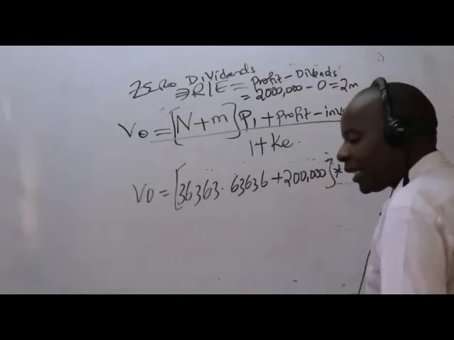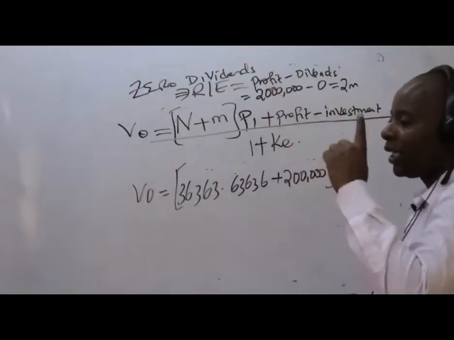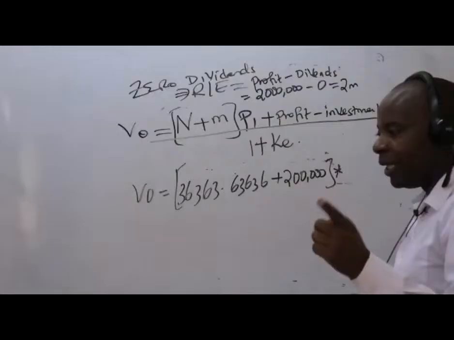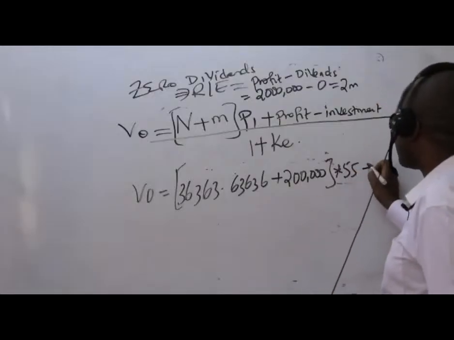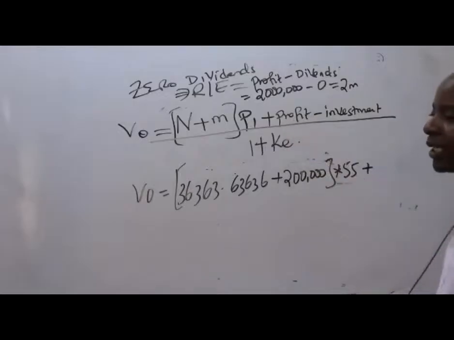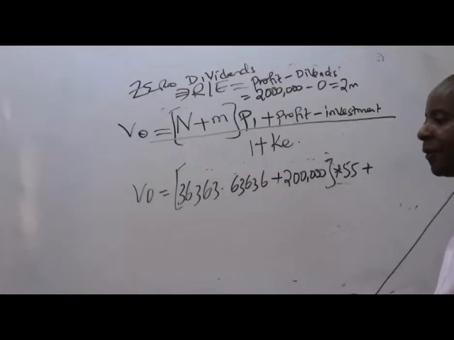The P1 that I shall be using here will be the P1 for the zero dividends policy that you have just given me a few minutes ago, 55, plus the profit we've generated as an organization. Profit over how much? Somebody.